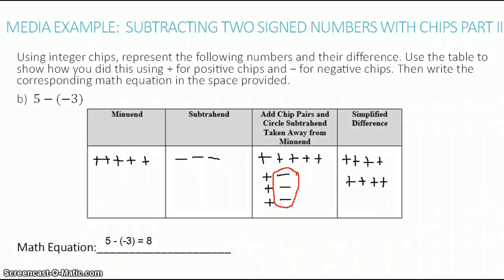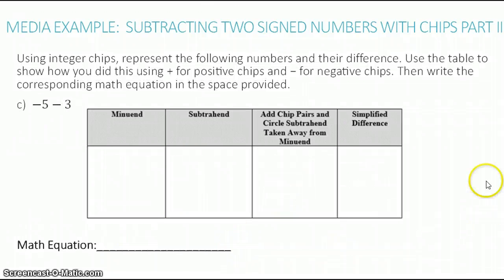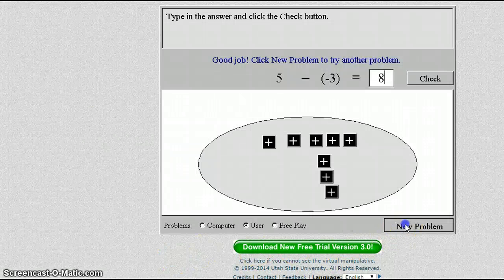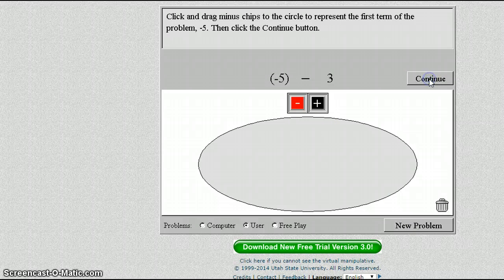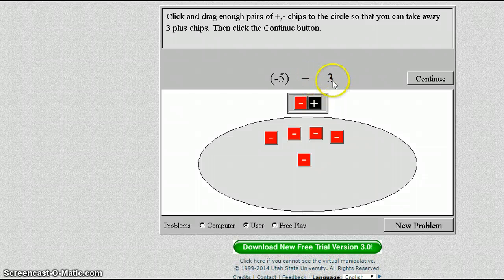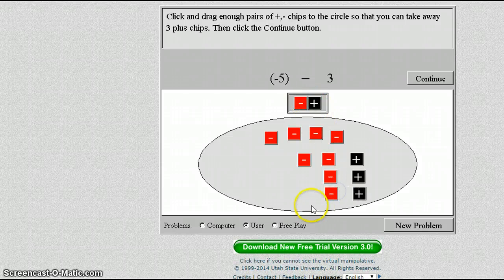Let's try one more problem. Negative 5 minus 3. So let's set this up. Negative 5 minus 3. So we're starting with 5 negative chips. And now we need to take away 3 positive chips. Notice these chips are positive, this means take away. But we don't have any positive chips, so I'm going to add 3 pairs, so I have 3 positive chips to take away.